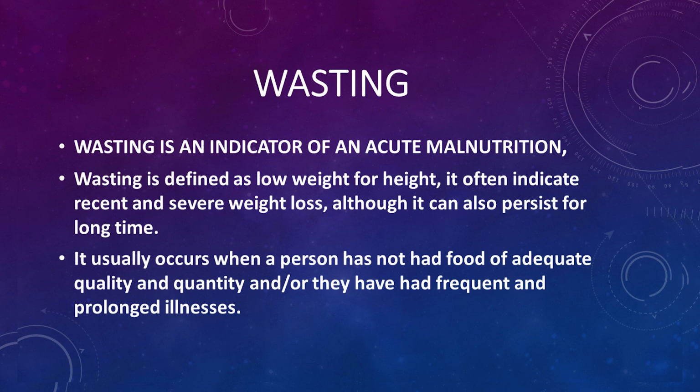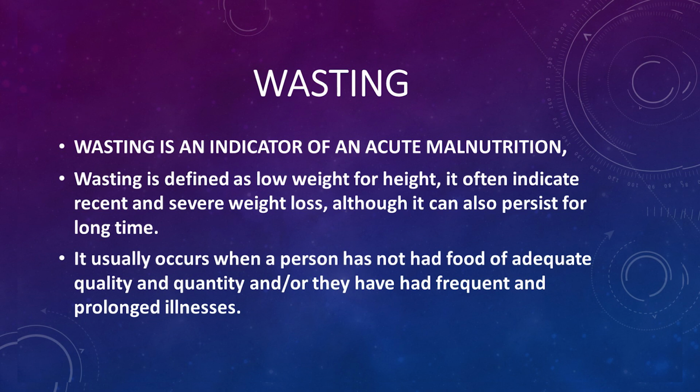In session B, we will learn mainly about wasting, then underweight babies, overweight babies or obesity. Wasting is the first one we will see: what is wasting, why there is wasting, how wasting is diagnosed, how it can be treated and what are the preventions for wasting. So, wasting is an indicator of acute malnutrition.